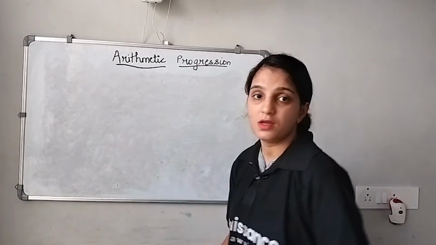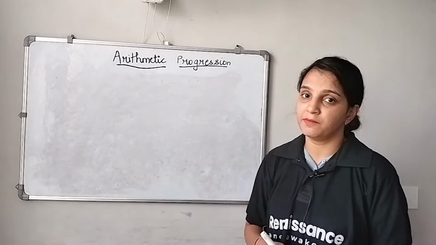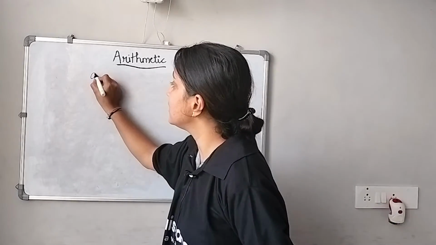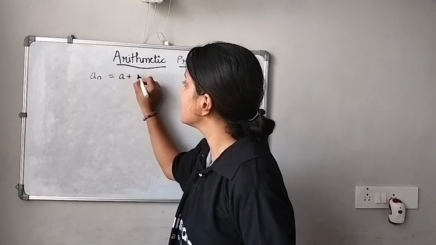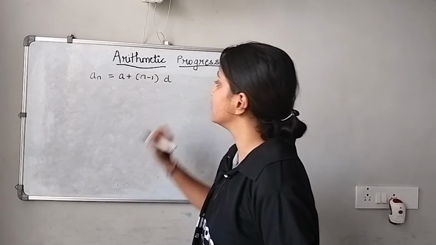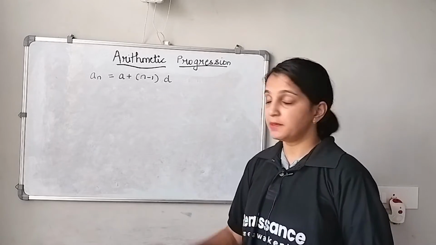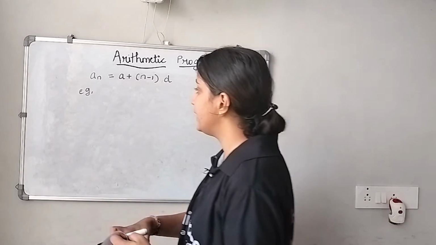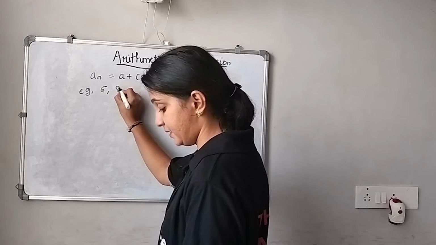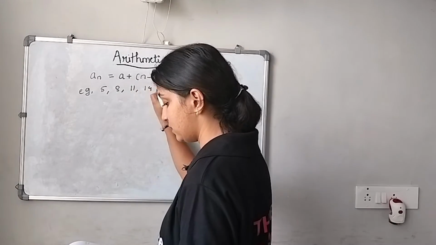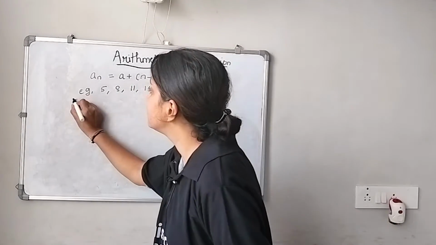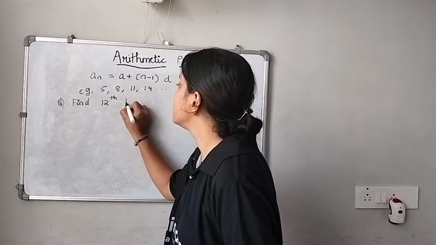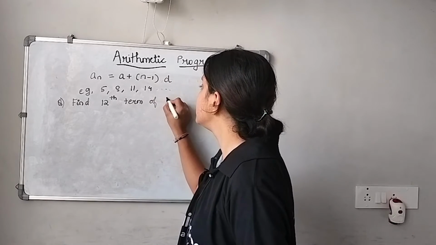When you are asked to find the nth term of an AP, you have to use a formula, that is an is equal to a plus n minus 1 into d. Now, I'll explain with an example. Example: suppose an AP is given 5, 8, 11, 14 up to, and you have been asked to find the 12th term of this AP.